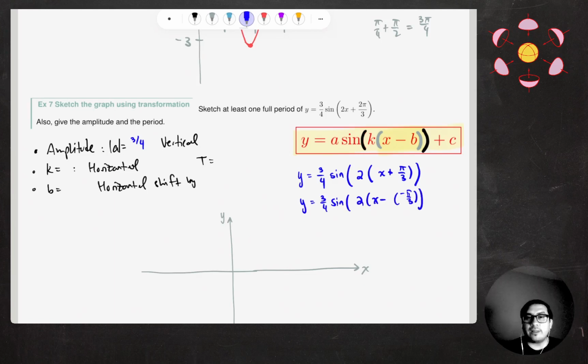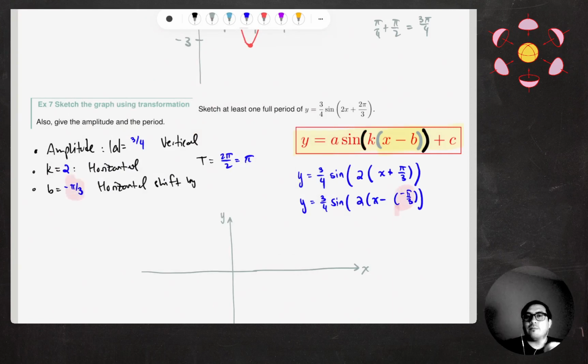So what that tells us is that the amplitude is 3/4, vertically compressed. Our k is 2. So our period is going to be 2 pi over 2, which is pi. So instead of 2 pi, we've actually compressed our period. And now the last number is the b. And notice I had to pull out an extra minus sign. So the b is actually negative pi over 3. Okay, let's maybe do this in red here.